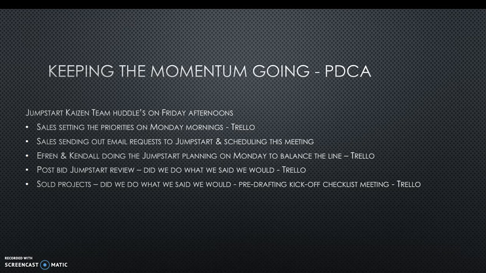So after our future state, we wanted to make sure that we kept everything going, so we wanted to develop a PDCA process. Going forward, our Jumpstart Kaizen group is still going to meet on Fridays. During that Friday, we're going to go through Trello. We're going to make sure that we're prioritizing and working on what needs to be worked on. And then part of that is in the Monday sales meeting, we'll go ahead with the sales team and Jumpstart, and we'll make sure that everybody has visibility of what we're actually working on.